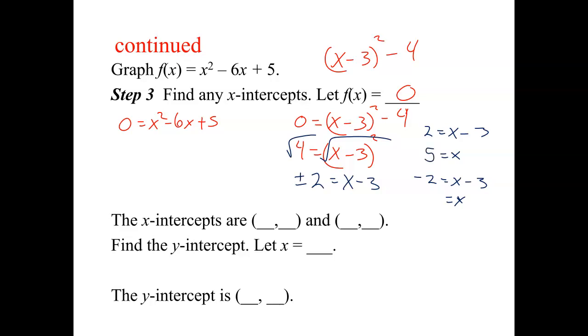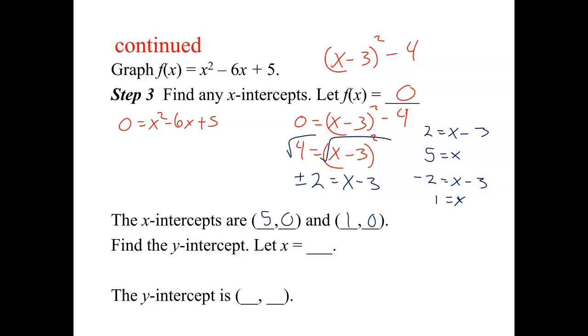This one's 5. What's the other one? Positive 1. Negative 2 plus 3. So what are my two x-intercepts? 5 comma 0 and 1 comma 0.